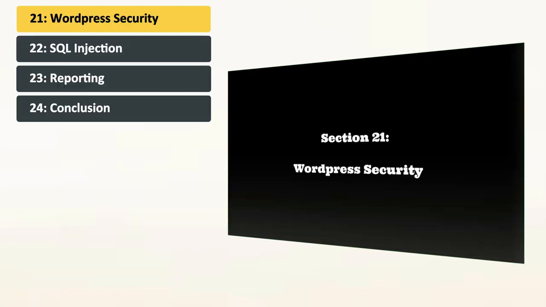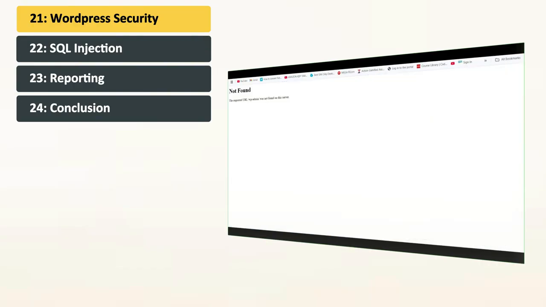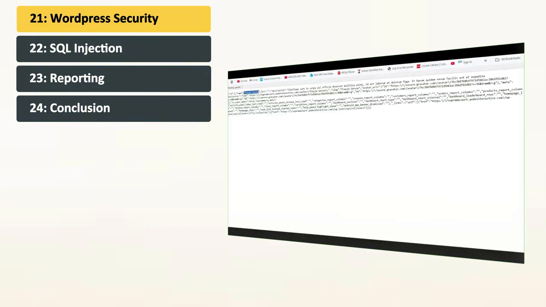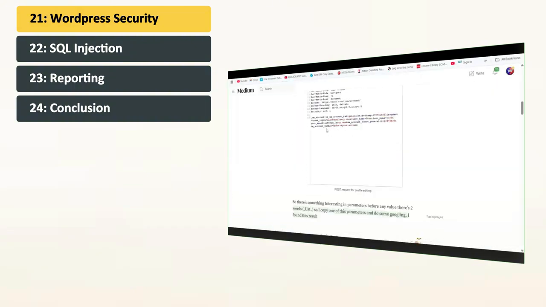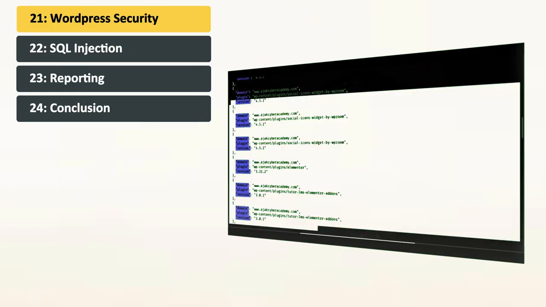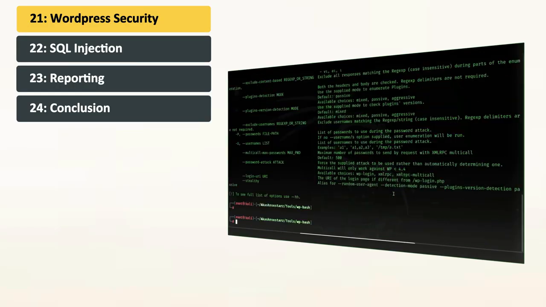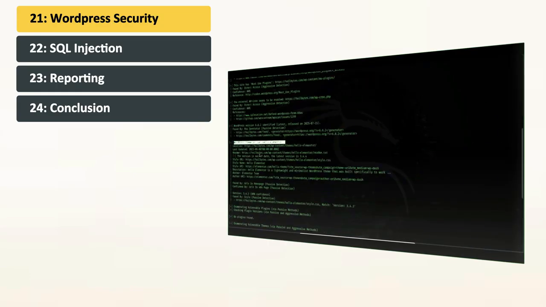Section 21 is WordPress security. So here we'll be understanding how WordPress works, common bugs found in WordPress, live hunting of WordPress bugs and finding sensitive information, access to my private tools for WordPress bug hunting, and finally we'll be looking into different types of POC videos followed by HackerOne reports.